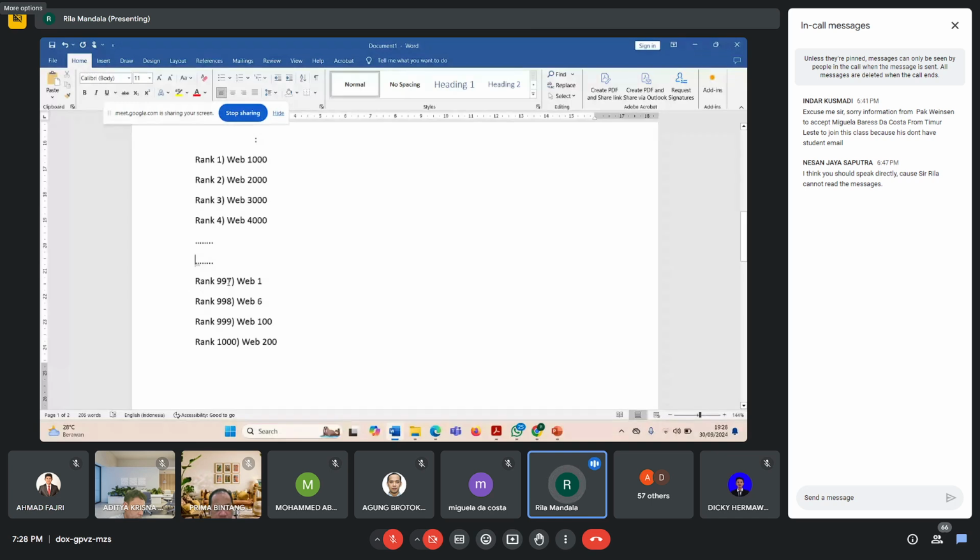Now, how about rank 997? Web 1, relevant or not? Relevant. Do we compute the precision? Yes, that is relevant. So precision is equal to, how many true positives until rank 997? 1. Yes, that's correct. Divided by how many retrieved documents at that rank? 997.